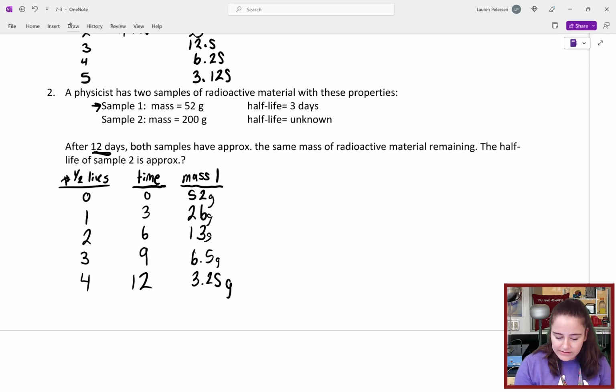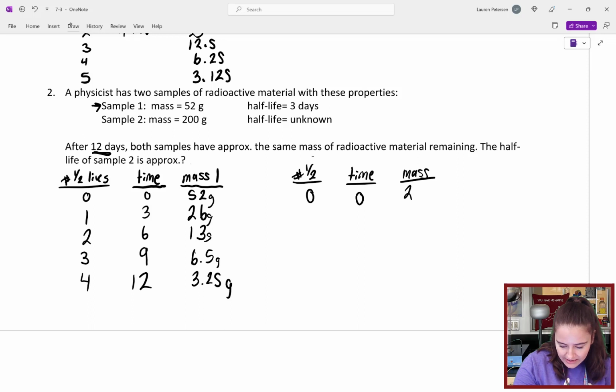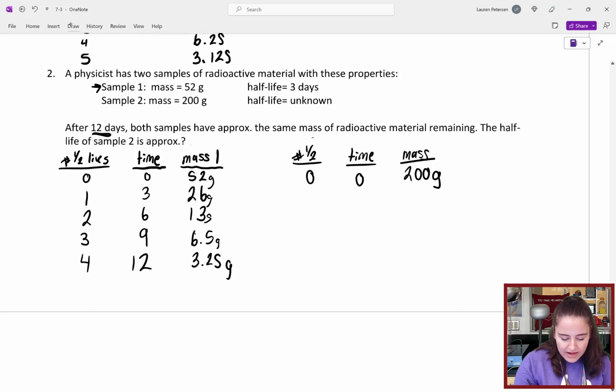Now it says, what is the half-life of sample 2? After 12 days, both samples have approximately the same mass remaining. So for our other one, the number of half-lives is what we don't know. We know the time, and for the mass, we know it started at time 0 and 0 half-lives at 200 grams. And we know that after 12 days, it got down to 3.25 grams. So how many half-lives is that? Let's go ahead and see.